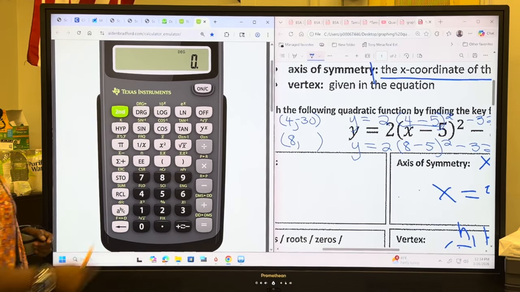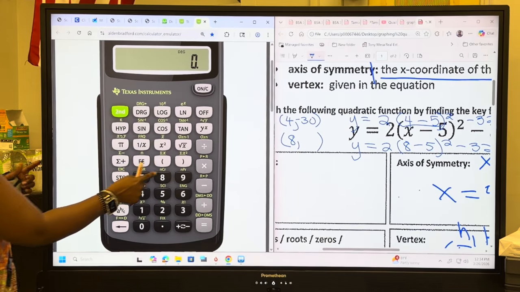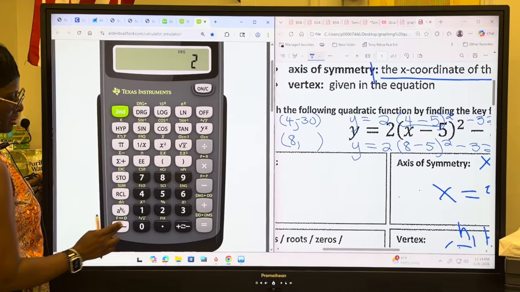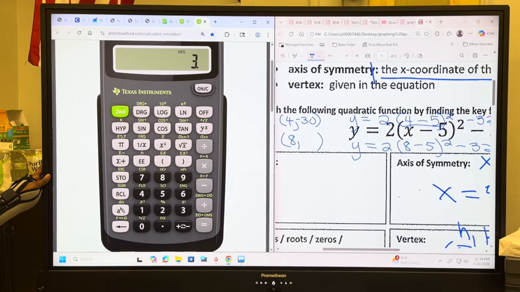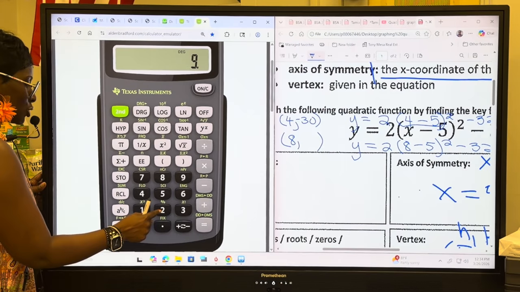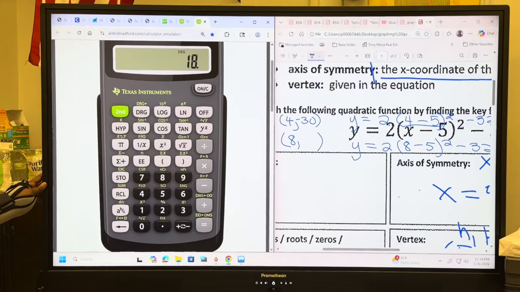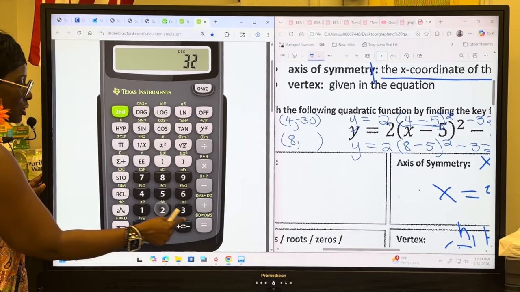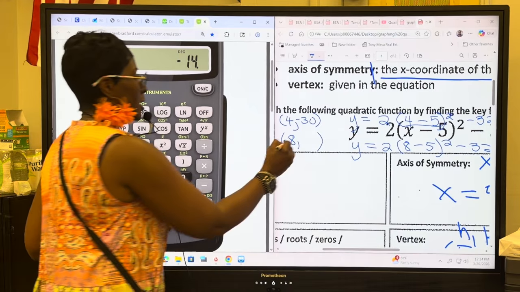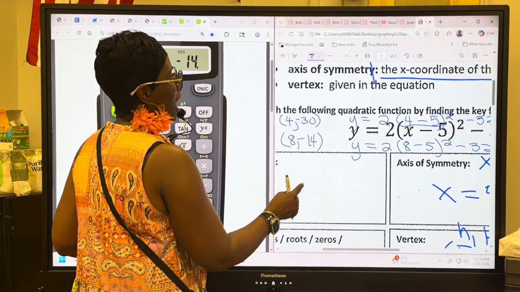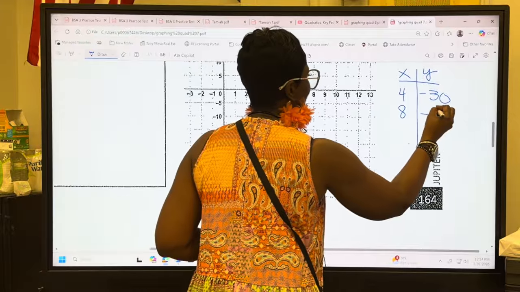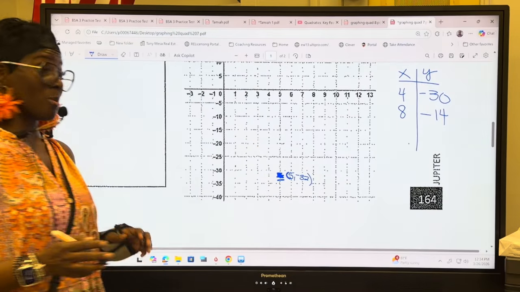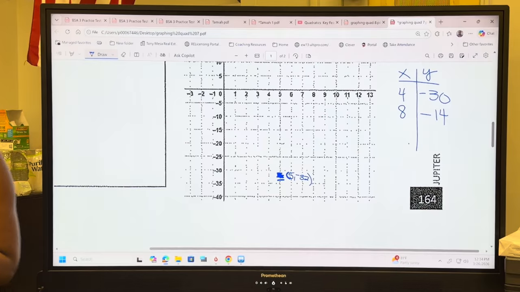Clear it out. Tell me what to put in. 8 minus 5. Bless you. 8 minus 5 equals. Yes, we get 3. Then what? Squared. Square it. Then what? Times 2. Times 2 equals. And then what? Minus 32 equals. And what do we get? -14. So our second point over here is (8, -14). Now, we may need more points than this, but let's plot what we got so far.